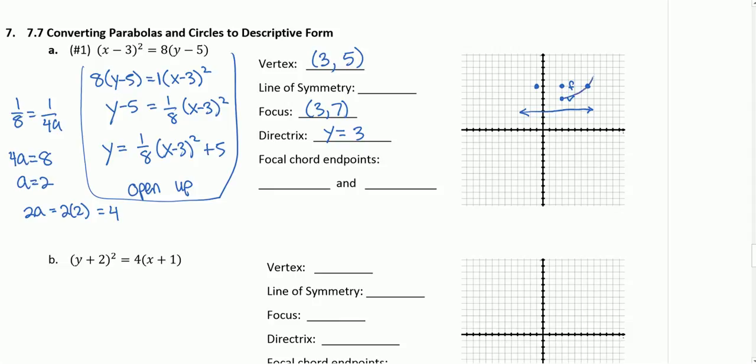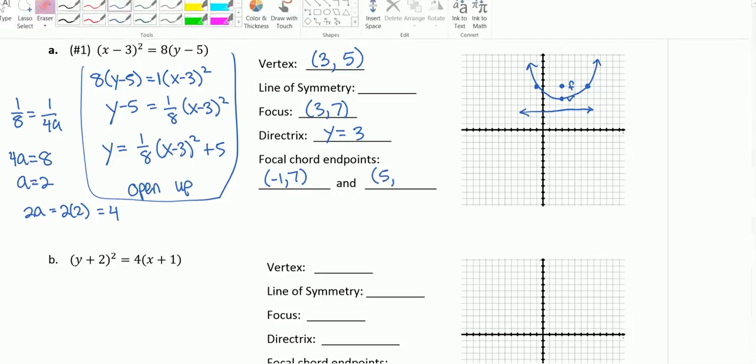And my parabola goes through the vertex and through these focal chord endpoints. The one on the left is going to be located at -1, 7. The one on the right is going to be located at, not 5, sorry, at 7, 7.